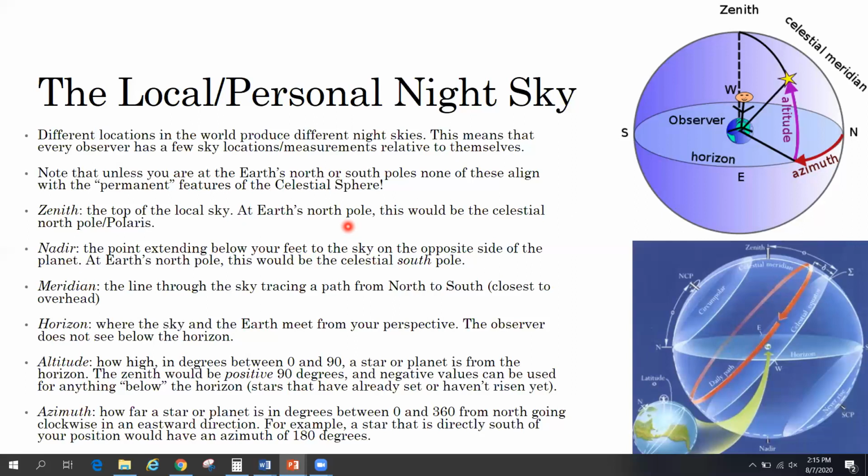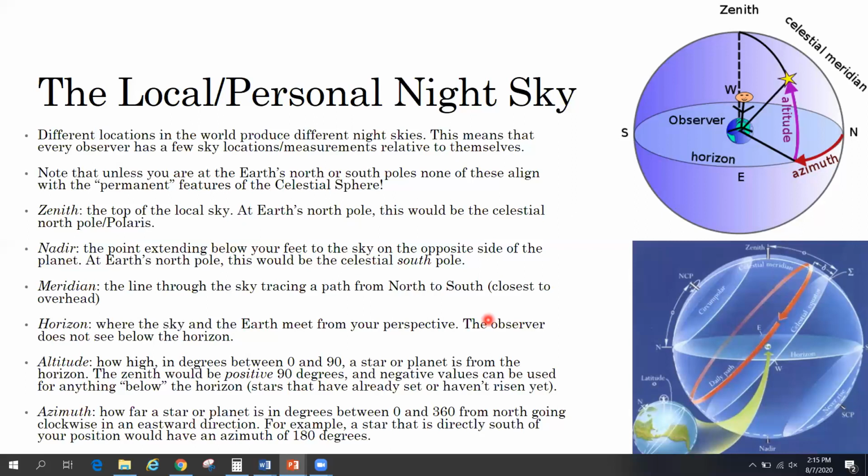Now, the opposite of your zenith is the nadir. Some people say nadir. I'm pretty sure nadir is more correct. But anyhow, the nadir, which is not shown in this top diagram, but it is down here, is the point directly below you. So in fact, wherever you are, you can never see the nadir of your personal night sky because it's straight through the ground below you.